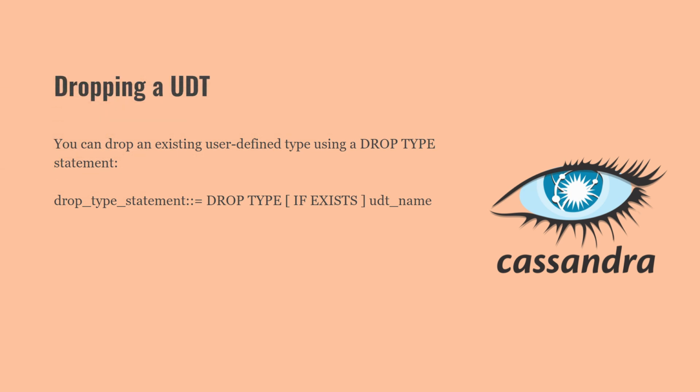Dropping a UDT: you can drop an existing user defined type using a drop type statement, that is drop type if exists UDT name. In our case it will be drop type if exists addresses. So this is the way we can drop a user defined type.